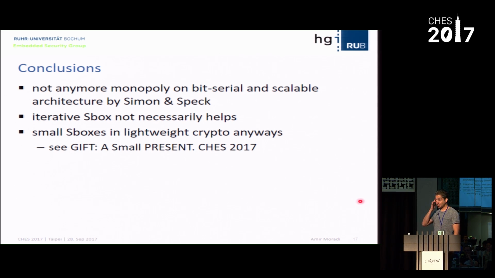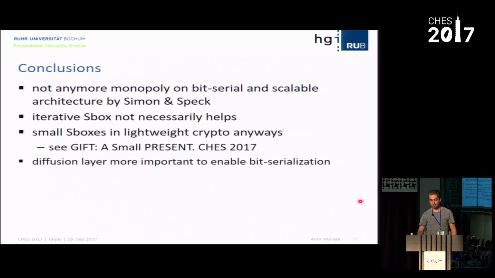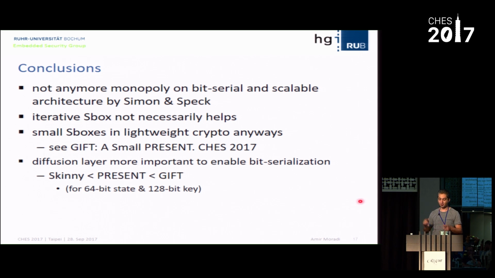Small S-boxes actually are used in lightweight cryptography. For instance, we have seen yesterday GIFT, which has a smaller S-box than PRESENT. Then it doesn't probably make sense to serialize the S-boxes, particularly those smaller S-boxes. But actually, the diffusion layer plays a more important role in the efficiency of the bit serialized architecture. For instance, consider 64-bit state and 128-bit key, a variant of GIFT, PRESENT, and SKINNY.